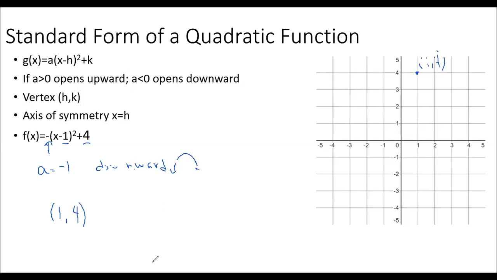Now, the next thing that we want to do is find some points on this parabola. The easiest thing to do is find our x-intercept and our y-intercept. So our y-intercept is when x equals 0. So f of 0 is negative (0 minus 1) squared plus 4. 0 minus 1 is negative 1. Negative 1 squared is 1. This becomes negative 1 plus 4, which is equal to 3. So we have a point (0, 3).